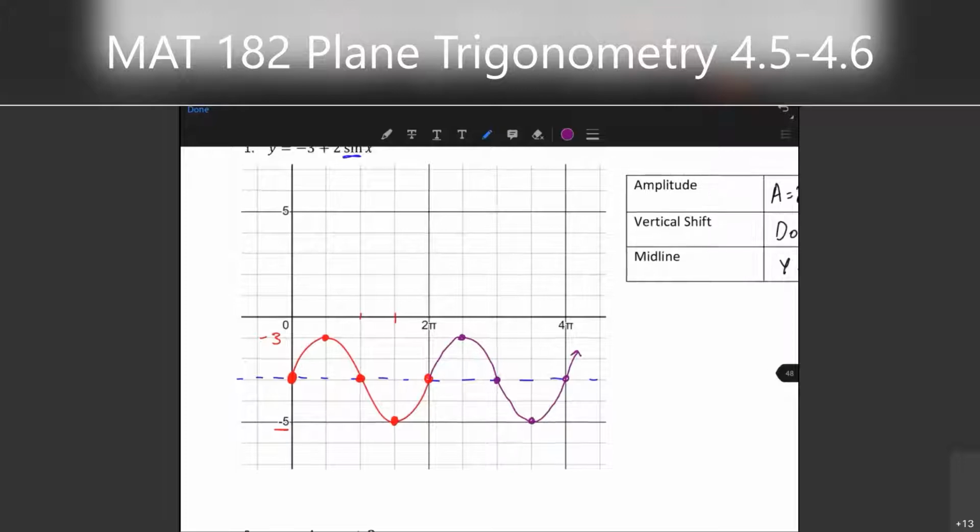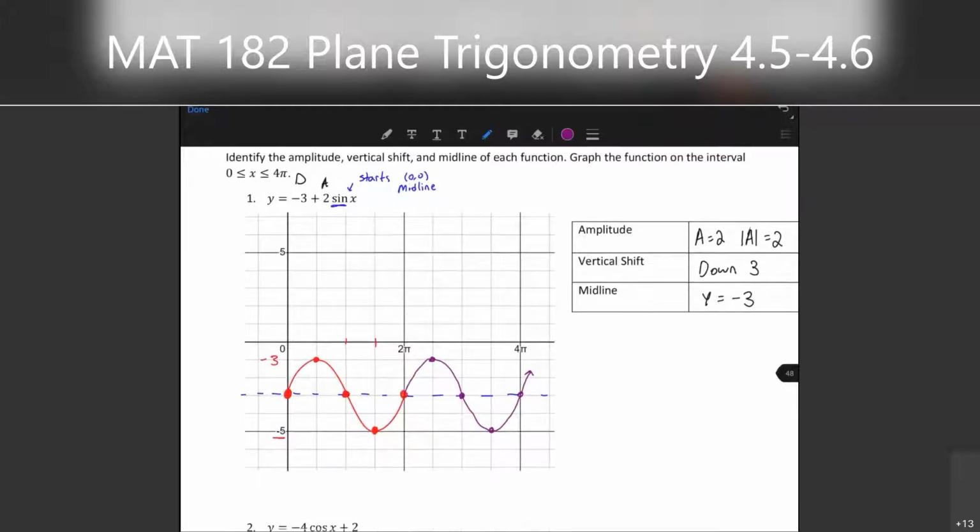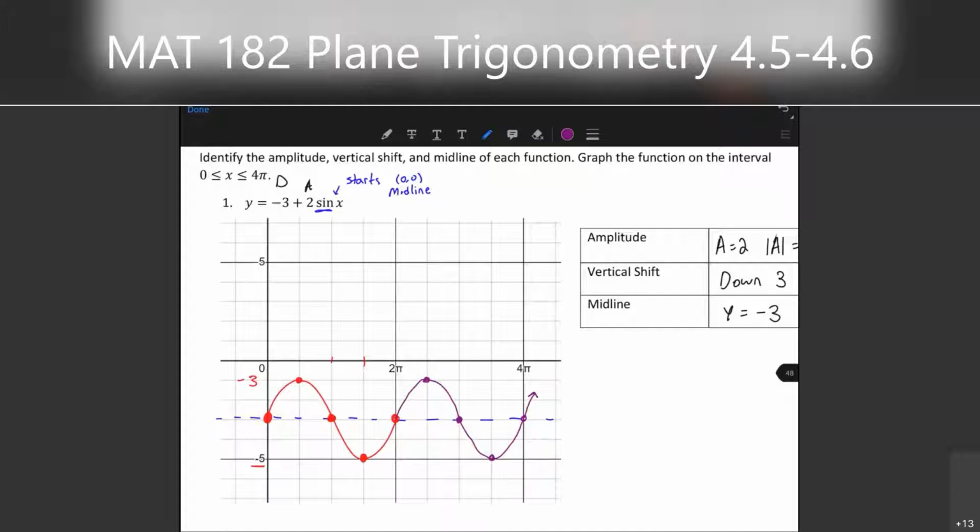So we make 2 cycles of sine over that 0 to 4 pi range. All right. Any questions from this graph with the components playing on that?